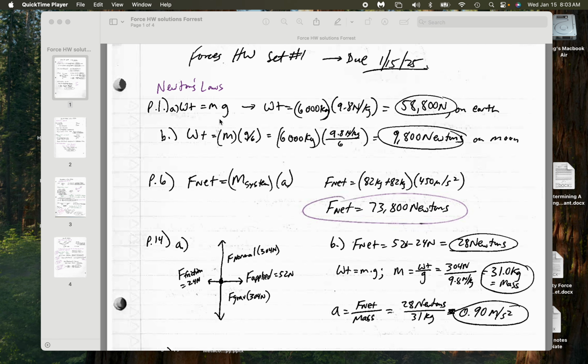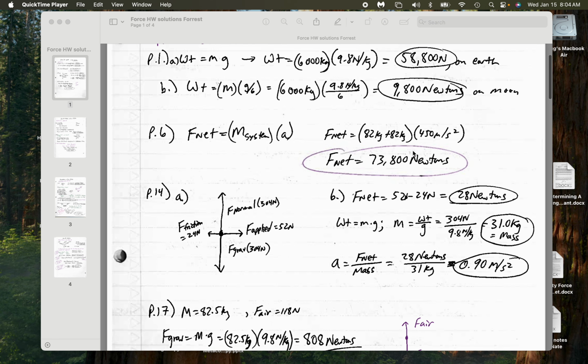Problem number 1 is pretty easy. It's basically just weight equals mg, which is a version of Newton's second law, F equals m times a. So on Earth, the elephant has a weight of 58,800 newtons. On the moon, we just divide that by 6, so that's 9,800 newtons.